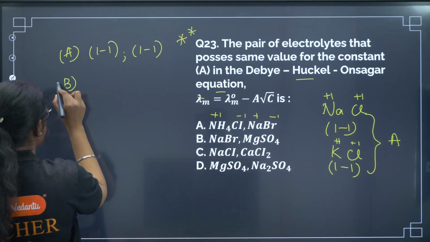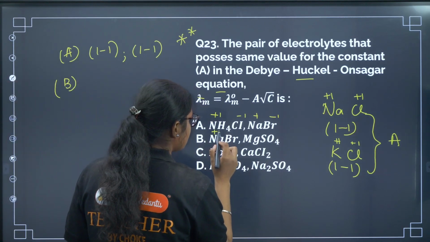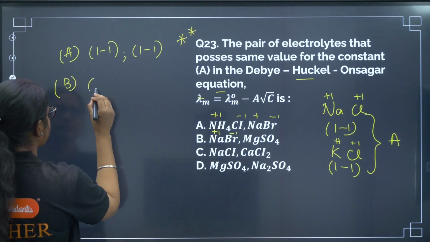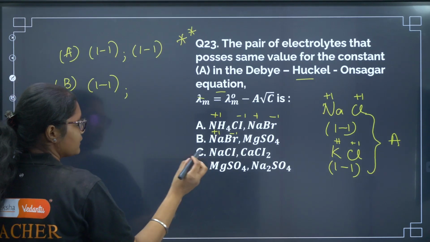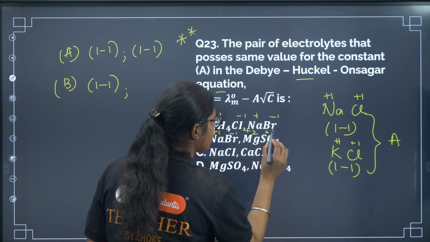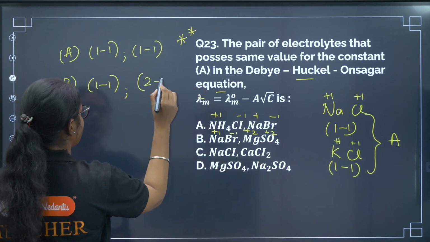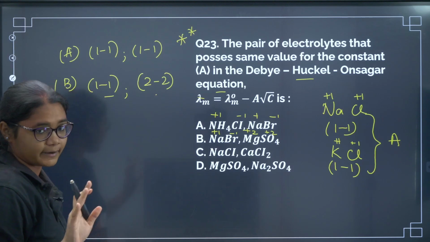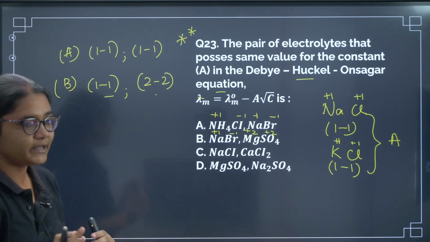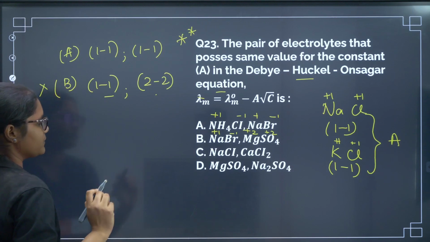Next is option B. You see Na is plus 1, Br is minus 1, so this is 1,1 type. But here magnesium is plus 2 and sulfate is minus 2, so this is 2,2 type. You see these two are not of the same type, so their A values will not be the same. So this cannot be the answer.